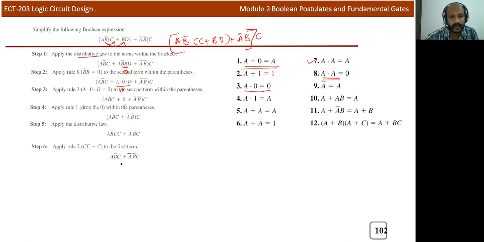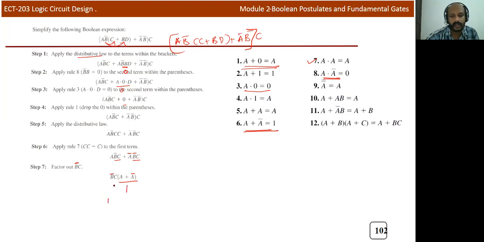Now we can see that again you can take some common term here. So we can factor out b bar into c. Here also b bar into c, here also b bar into c. So remaining you will get a plus a bar. Here you can see that a plus a bar is equal to 1. So here you can substitute 1.